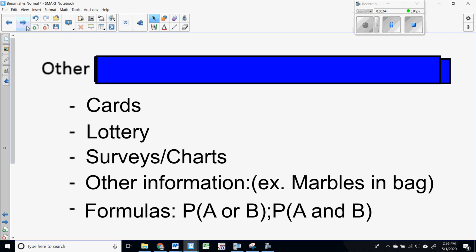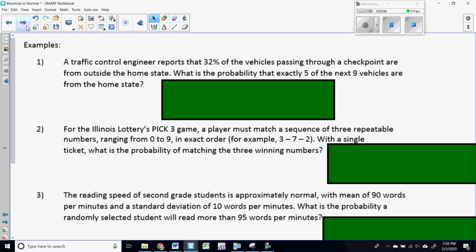So let's look at some examples. A traffic control engineer reports that 32% of vehicles passing through a checkpoint are from outside the home state. What is the probability that exactly 5 of the next 9 vehicles are from the home state?